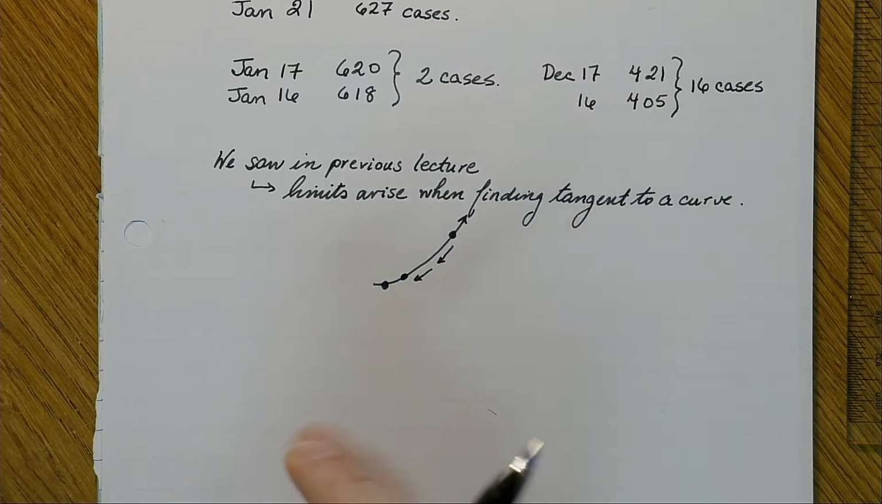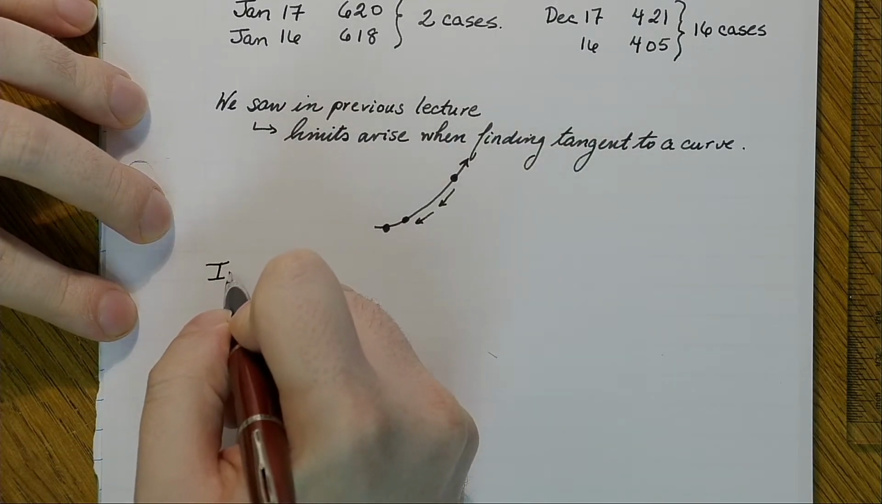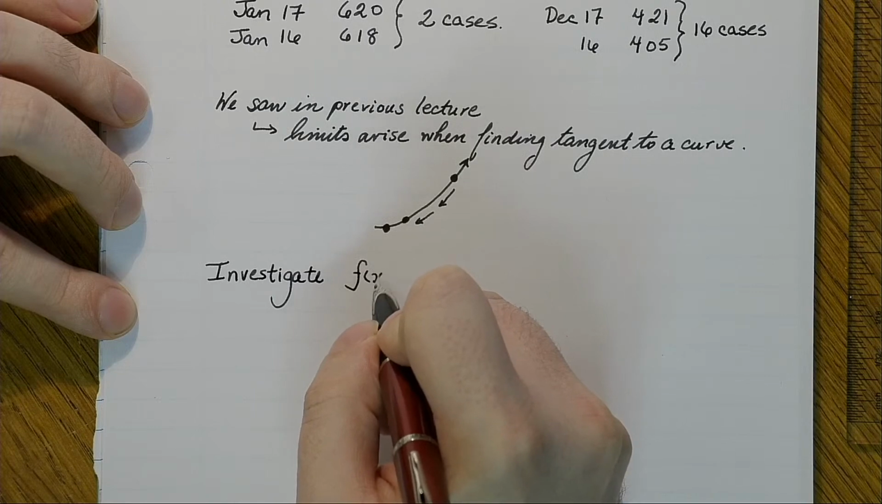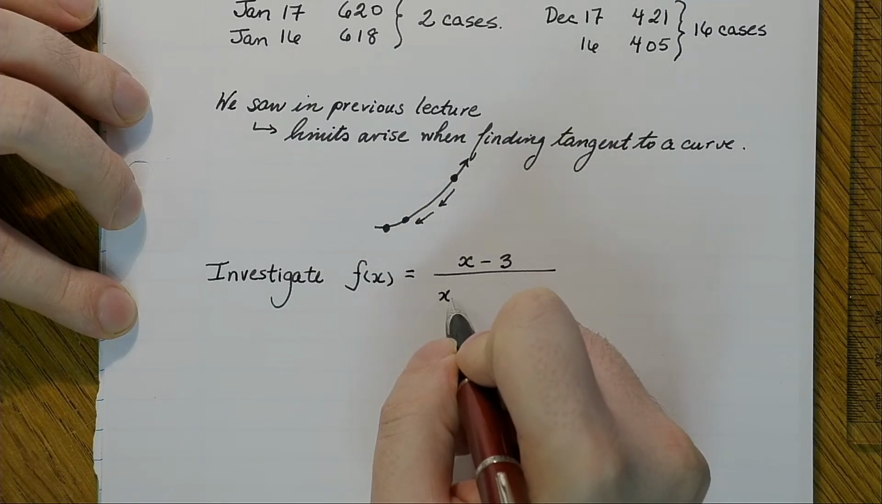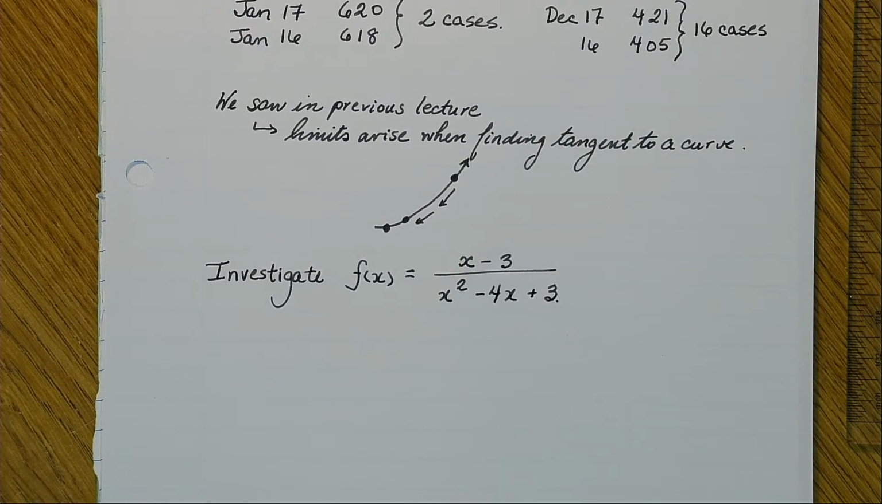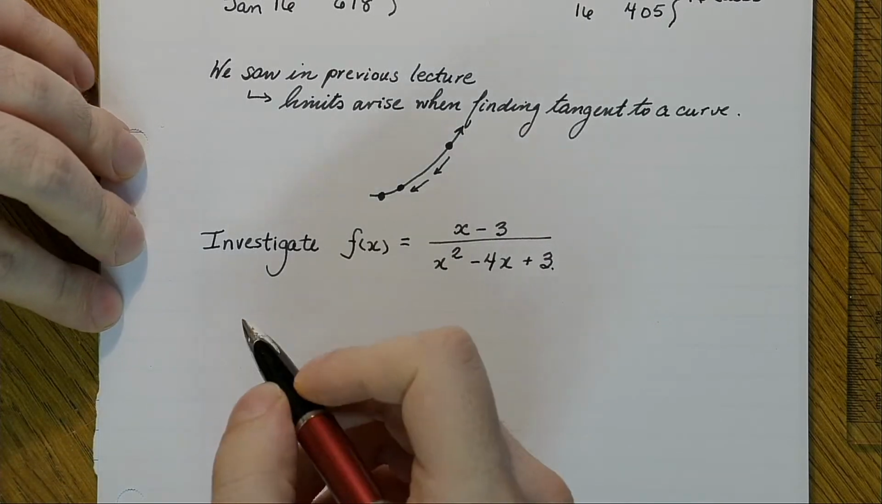And in fact, limits are basic to all of calculus. So in this section, we're going to look at the idea of a limit in general and the methods for calculating them. So let's investigate a function. So we're going to investigate this function. So we have this function, and what we can do is let's create a table.